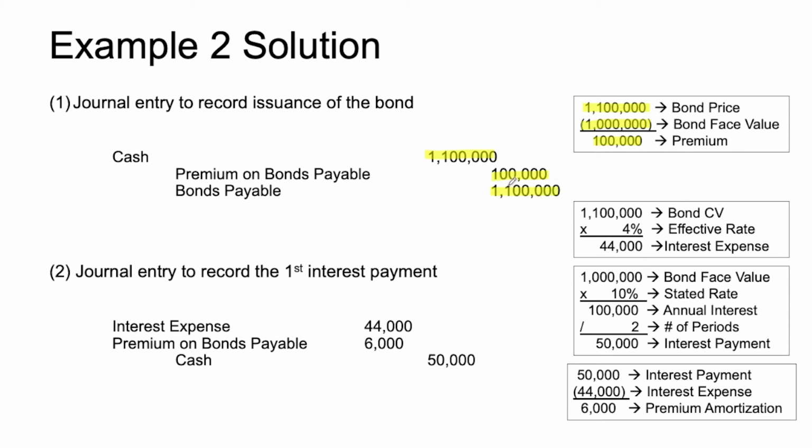I know that says $1,100,000. That should just be $1 million. Next, let's solve for the journal entry to record the first interest payment. Again, just remembering those three simple steps.